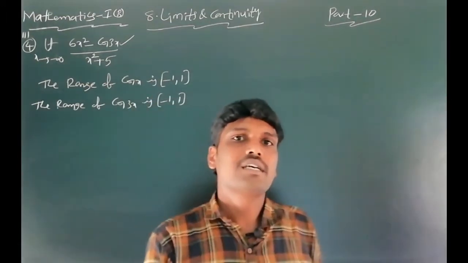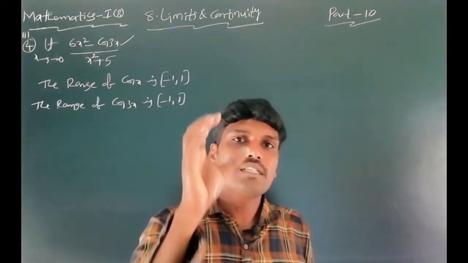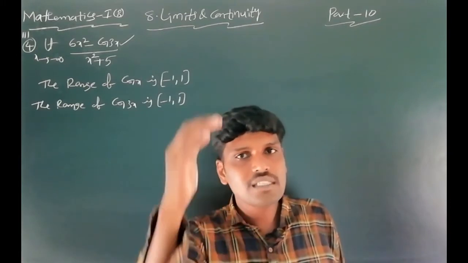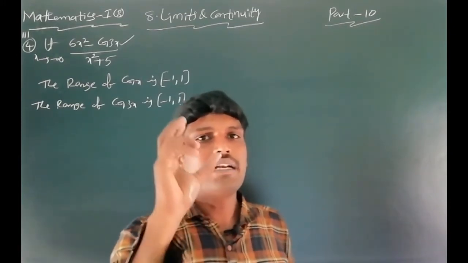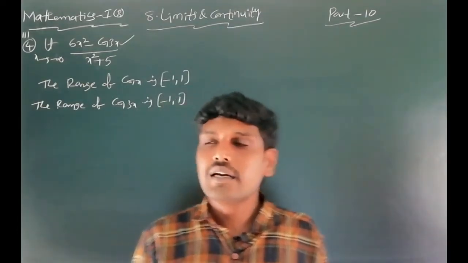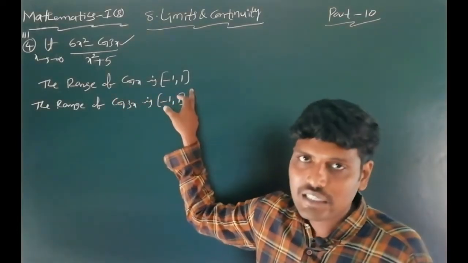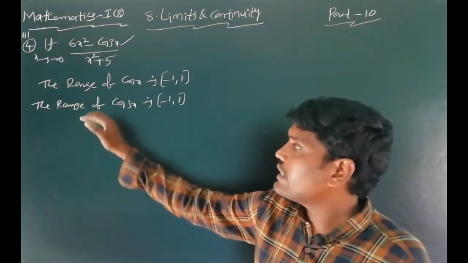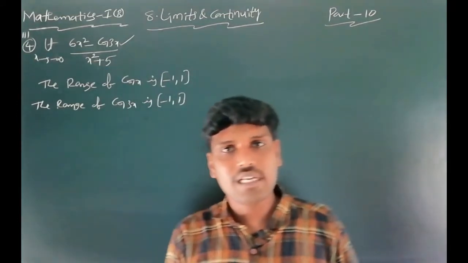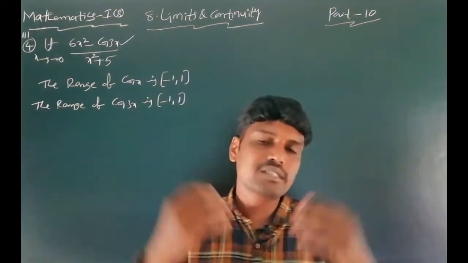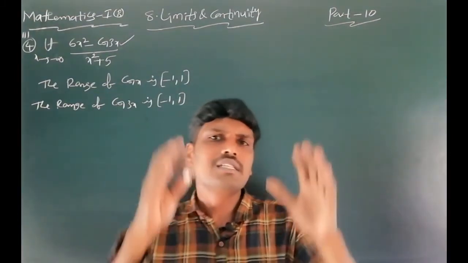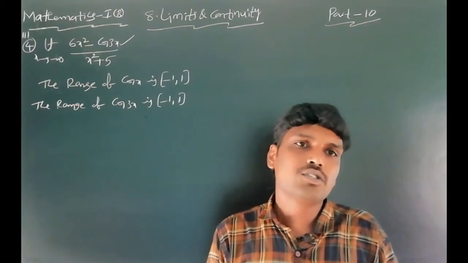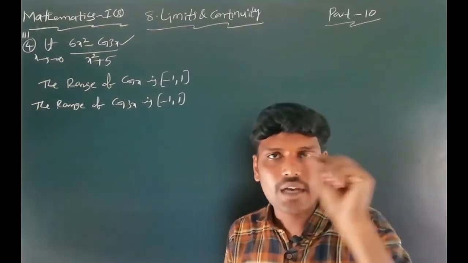The range of sin x, the range of cos x, the range of tan, cot, secant, cosecant, all these ranges are in the mathematics 1A trigonometry chapter. The range of cos x is minus 1 comma 1. The range of cos 3x is also minus 1 comma 1. Cos 3 by x, cos 2 by x, cos x by 2, the ranges of these are also equal to minus 1 comma 1.